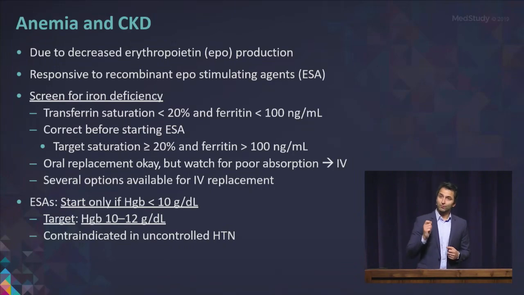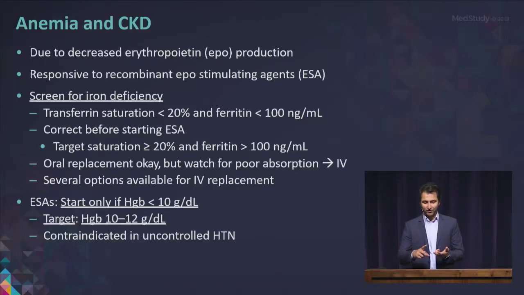If you don't replace iron, the EPO will not work. And so there's parameters listed here. You want to make sure your iron sat's more than 20% and ferritin's over 100 prior to maintaining on erythropoietin. And the other key point here is you do not want to overcorrect the hemoglobin.